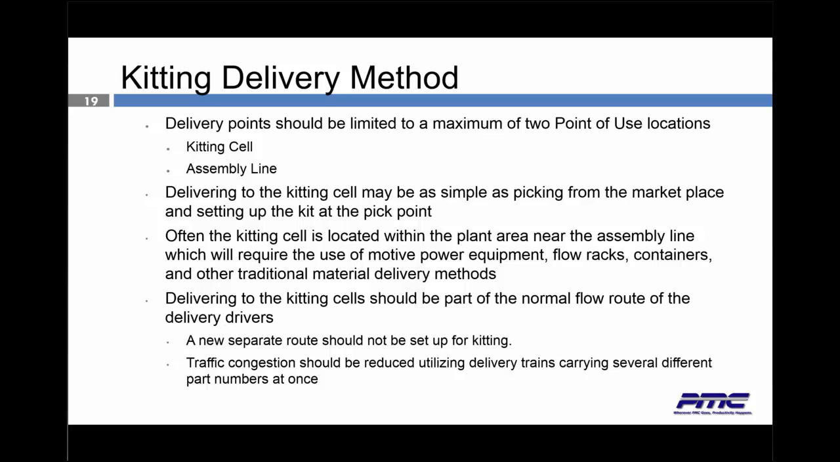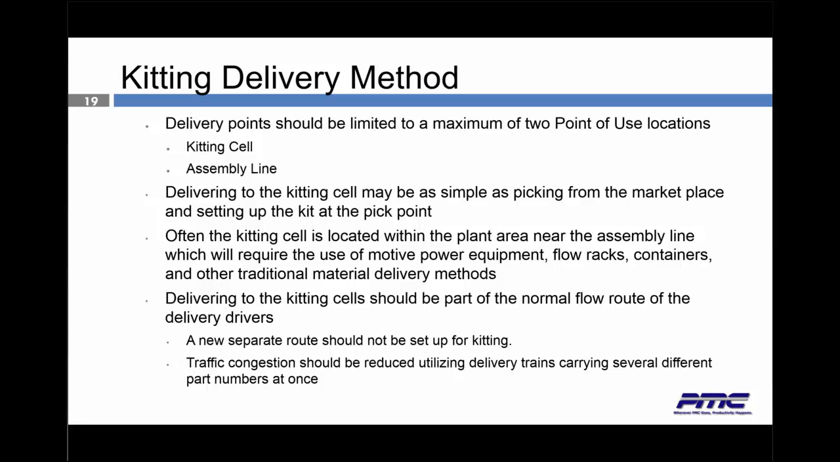Kitting delivery methods. Delivery methods are basically unlimited. You can deliver almost any function, any form you need to, as long as it's safe, effective, and most efficient. Delivery points should be limited to a maximum of 2 point-of-use locations. Parts should only be delivered to the kitting cell and the assembly line. We shouldn't be moving from one kitting cell to the next location and then eventually to the kitting line. They should always go directly from the kitting cell to the assembly line.